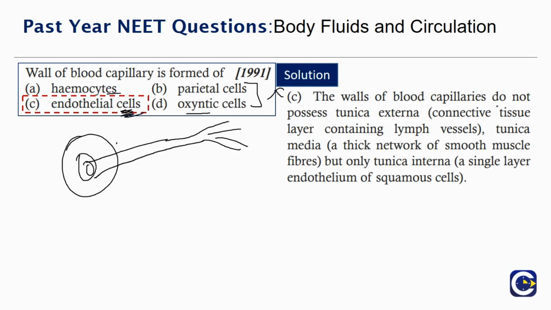The wall of blood capillaries does not possess tunica externa. Tunica externa basically contains lymph vessels and connective tissues. Tunica media will have the muscle layering that will only result in contracting. Tunica intima will have only a single layer of endothelium, which enables the easy transport of fluids.